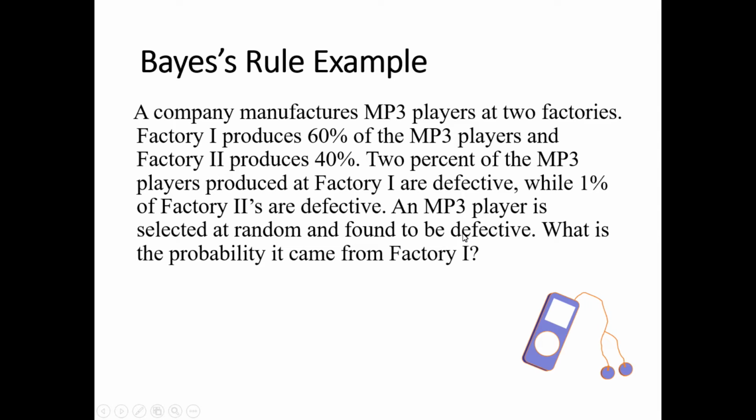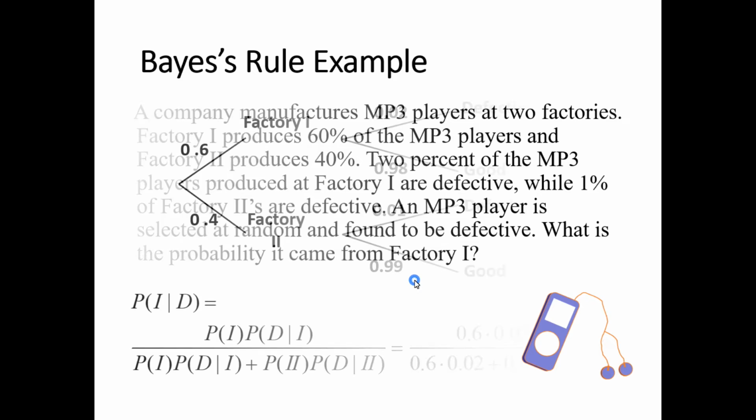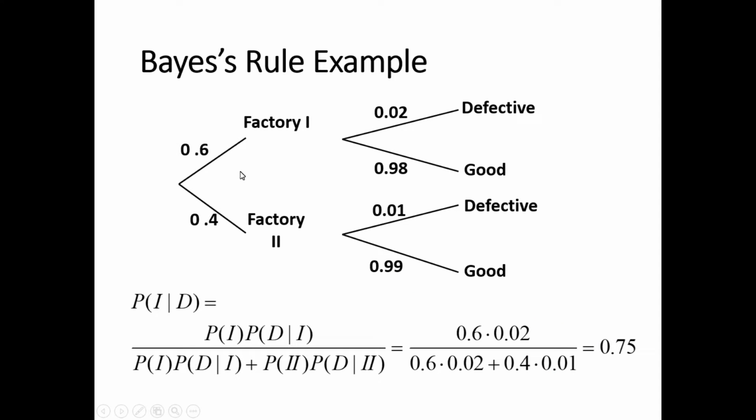We found an MP3 player defective. What's the probability it came from Factory 1? To figure that out, we set this up. Seeing it as a tree diagram, we have this first choice where it's either Factory 1 or Factory 2, 0.6 for Factory 1, 0.4 for Factory 2. Then we have this choice, defective or not defective: 0.02 for defective, 0.98 for not defective. For Factory 2, 0.01 for defective, 0.99 for not defective.